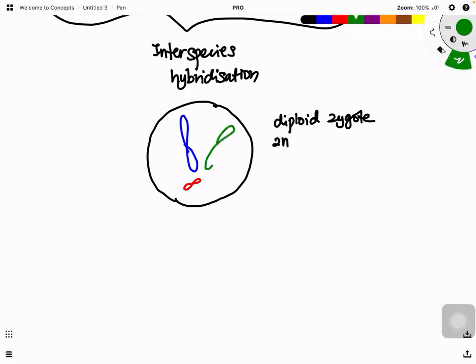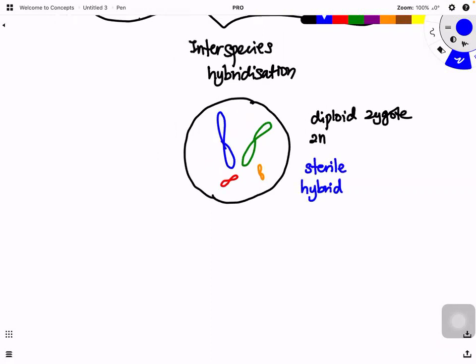Okay, green chromosome and orange. So in this case, we call this the hybrid. What kind of hybrid? A hybrid between two species, right? So it's a sterile hybrid. Why sterile? Because now you can see that blue and green are no longer homologous.